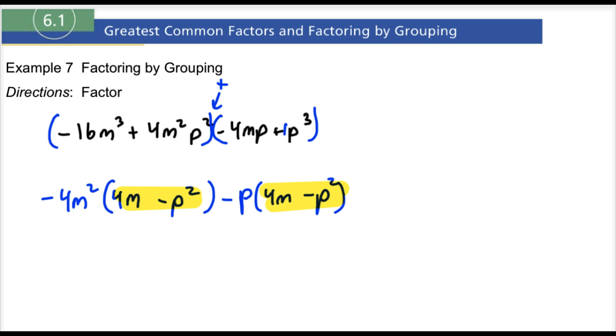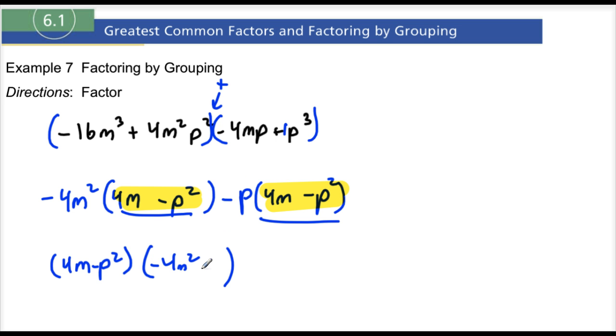All right, let's now go ahead and factor this out. So I'm going to pull both of these out now. I'm going to pull out a 4m minus p squared. And now what has to go back inside? Well, again, you can think about ignoring that, and look at what we have left. You have a negative 4m squared, and then we have minus p. And there it is.